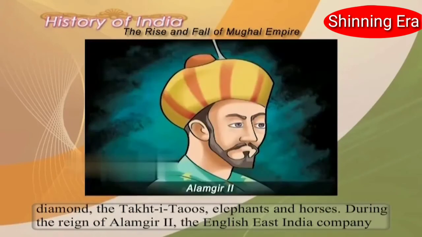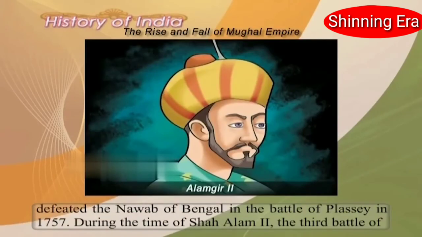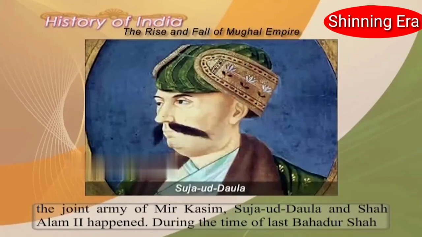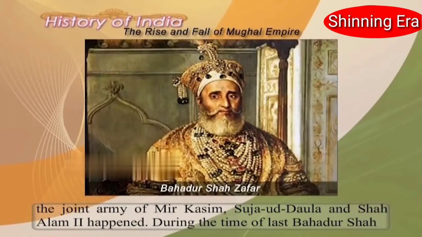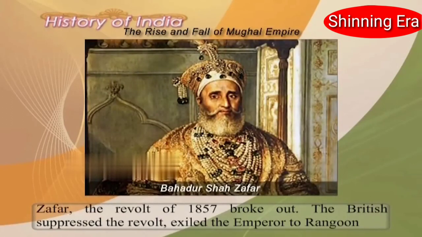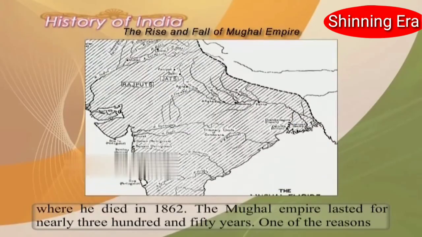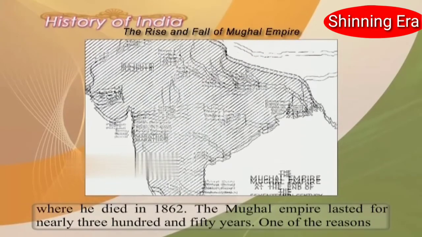During the reign of Alamgir II, the English East India Company defeated the Nawab of Bengal in the Battle of Plassey in 1757. During the time of Shah Alam II, the Third Battle of Panipat between the Marathas and the Afghans, and the Battle of Buxar between the East India Company and the joint army of Mir Qasim, Shuja-ud-Daula and Shah Alam II happened. During the time of the last ruler, Bahadur Shah Zafar, the revolt of 1857 broke out. The British suppressed the revolt, exiled the emperor to Rangoon, where he died in 1862.